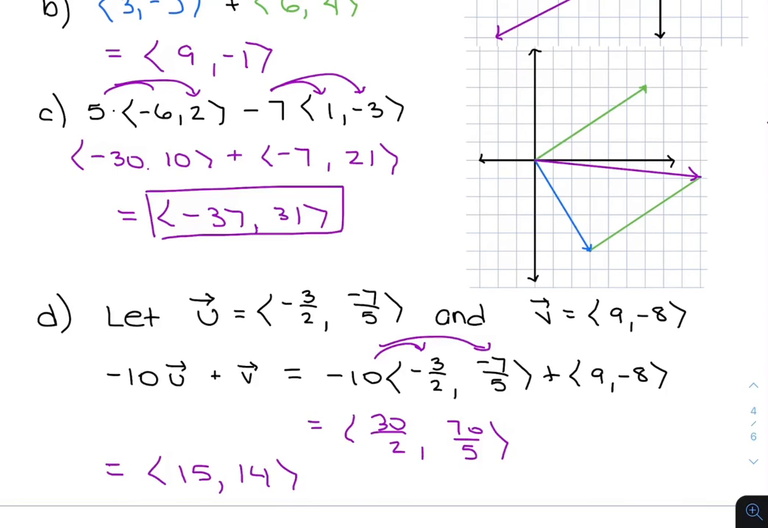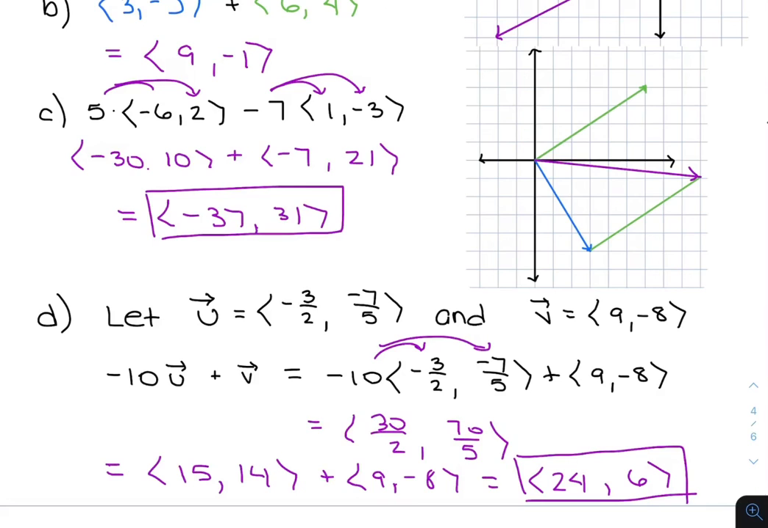So we're going to have 15 comma 14 plus 9 comma -8. And here, all we have to do is just simply add this again. So 15 plus 9 is 24, and 14 plus -8 is 6. So our new vector, after doing all these operations, is 24 comma 6. So you can simply follow through with the operations as normal algebra for vectors. It may look a little complicated, but it's really not.